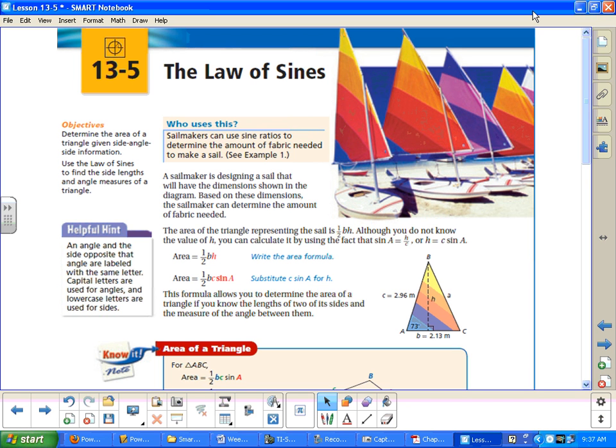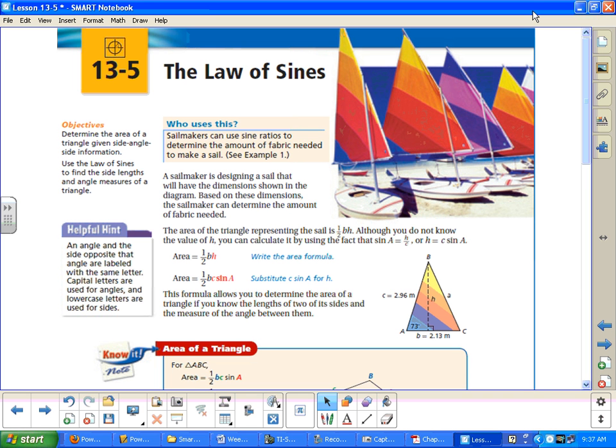All right, so we're going to continue chapter 13. This is law of sines. Everything we did in the first 4 lessons dealt with right triangles specifically. And now we're going to look at situations where we have, in this lesson and in the next one, where we don't have right triangles. And so we're going to give you a method for solving them.